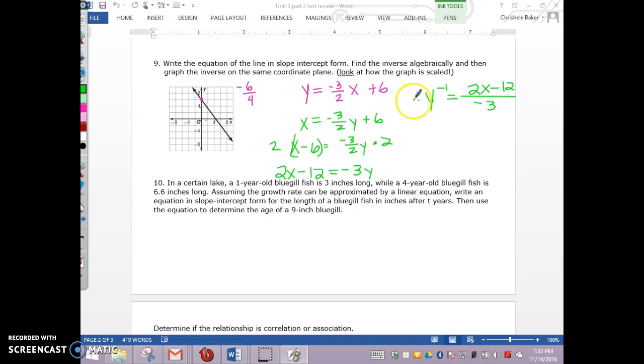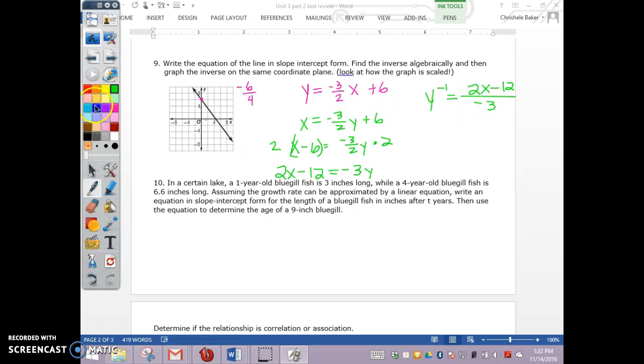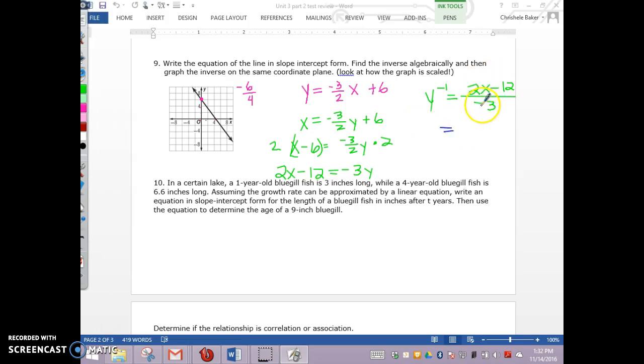Okay, right here. You normally do not see a negative in the denominator like that. Usually what they do is they'll write -2x plus 12 over 3, and they switch every single sign. So switching that sign to a negative, switching that sign to a positive, switching that sign to a positive. Normally that's how you see it. Either way is correct, but this is easier to look at for graphing. So that's -2/3 x plus 4.